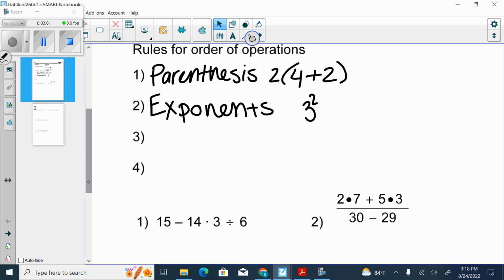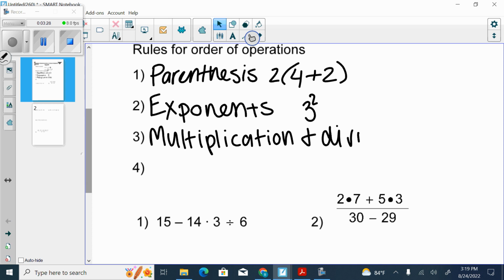What about our next step? Multiplication, right? What is the D for? Division. So multiplication and division are actually going to be on the same level together, okay? The way we decide if we should do multiplication or division first, if they're both in the problem, is we just work left to right, like we're reading a book, okay? So on this level, we would have multiplication and division.